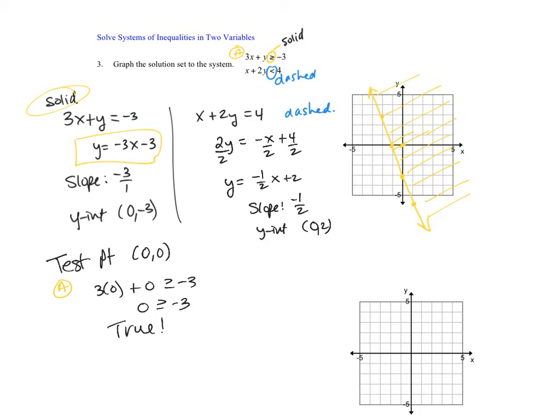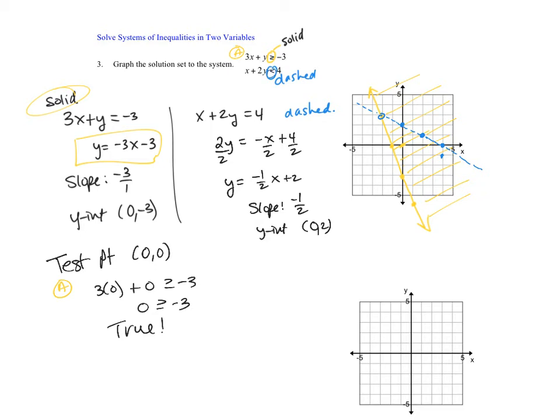So let's see, I've got 1, 2, and then I go down 1/2, down 1/2. And notice that this point of intersection here is an open circle, because that is a dashed line. Oops, that one's not right. This should be over here, because that is a dashed line because of this inequality right here, no equal sign.